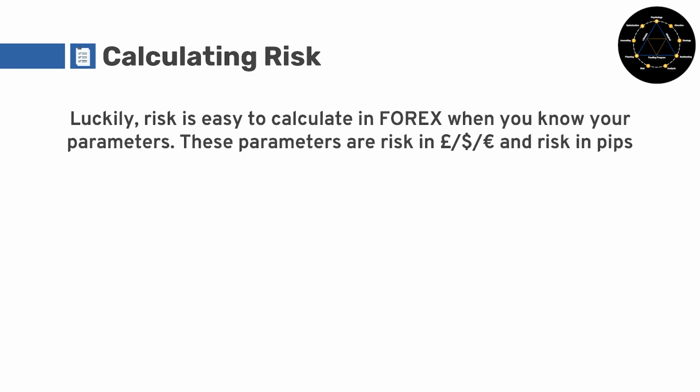So what are the parameters when it comes to trading? Well, you have your dollar amount, so your pounds or your euros or your dollars, and your pips. That's pretty much it. You have the amount of money you're risking, which will also be a percentage, but for now we'll just say the money we're risking, and also how many pips are at risk on the trade.